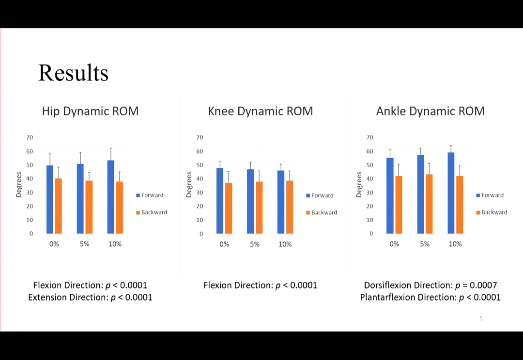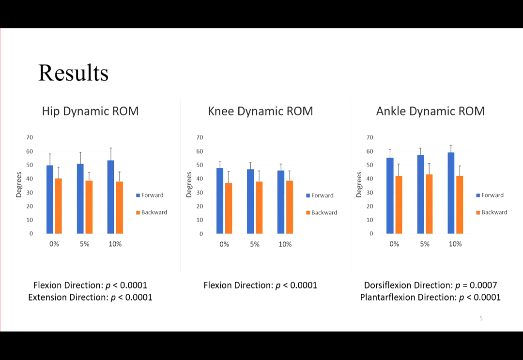These graphs show the mean dynamic range of motion at the hip, knee, and ankle. This dynamic range is representative of the degrees of the arc of motion the joint moves through. There was a significant direction effect for peak hip flexion and extension, knee flexion, and ankle plantar flexion and dorsiflexion. Similar to what's seen in adults, there was a decrease in the range of motion about the hip, knee, and ankle during backward walking. We found no significant incline effects for lower extremity joint range of motion.